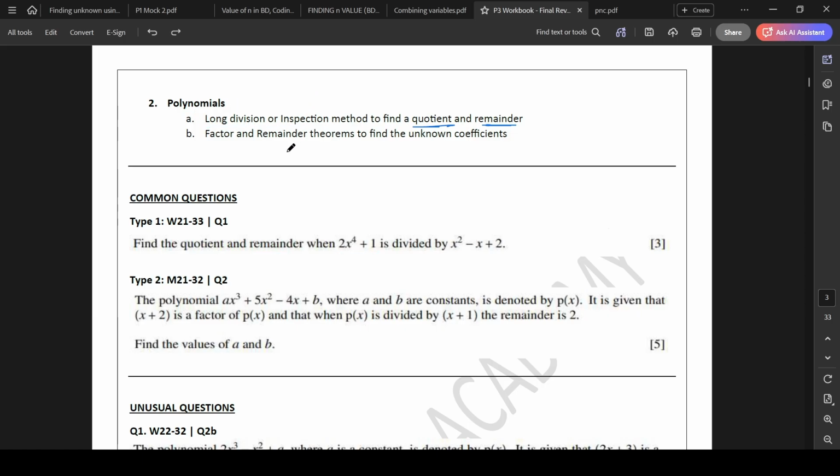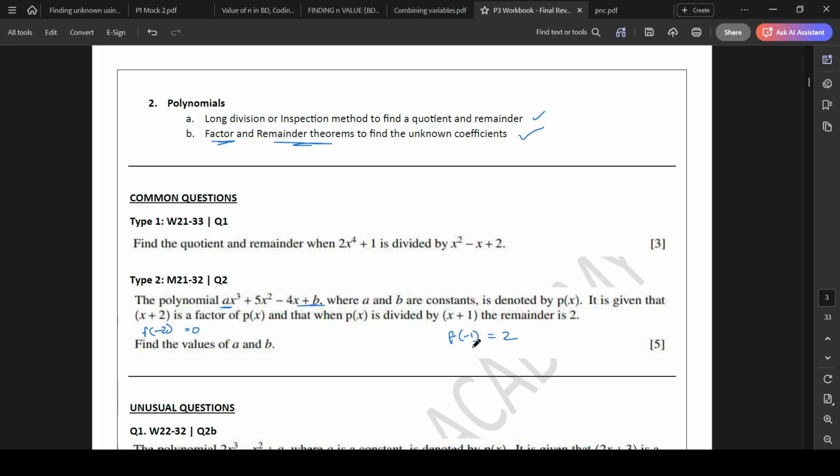The second type of question that you get in your polynomials is to find the values of the unknown coefficients in your polynomial with the help of the factor and the remainder theorems. This is also one of the popular types of questions. How do you do this? The factor theorem basically says that if you put, let's say for example, -2 in the value of x, the output will be equal to 0. And the remainder theorem says that if you put -1 in the value of x, the output will be equal to your remainder, which is 2 in this case.